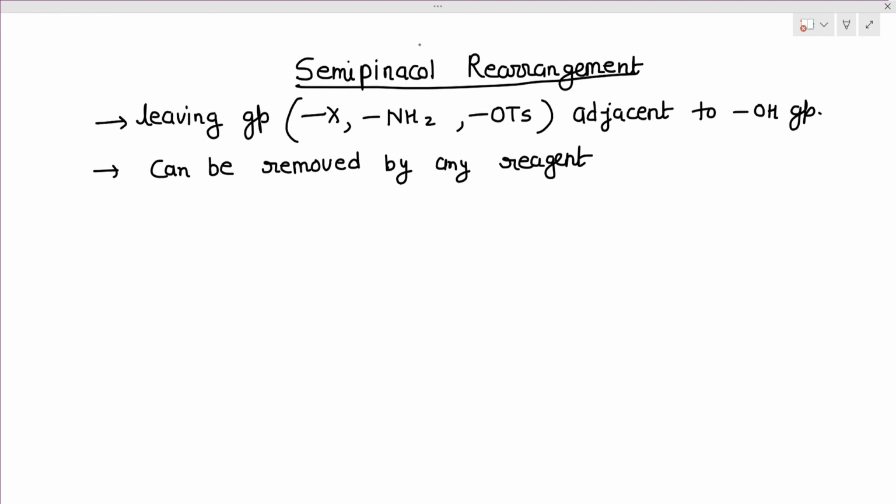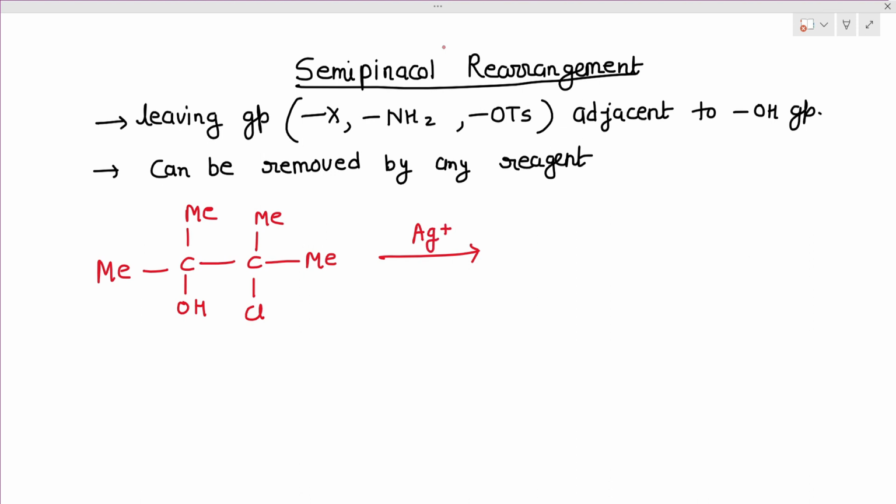See here, you can understand with the help of examples. Suppose you have been given the reagent Ag plus. You know this Ag plus has a tendency to remove this Cl.